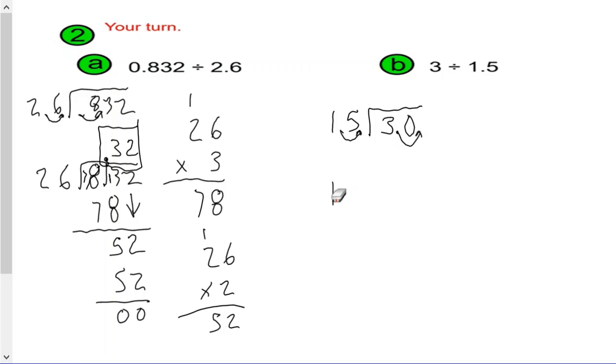So now we have 15 and 30, and we can quickly say 30 divided by 15 is 2, or 15 times 2 will give us 30. So that one was quick and easy. So 3 divided by 1.5 is 2.